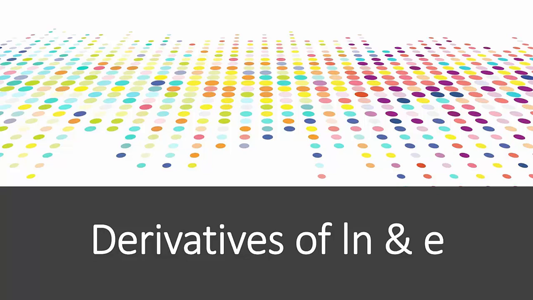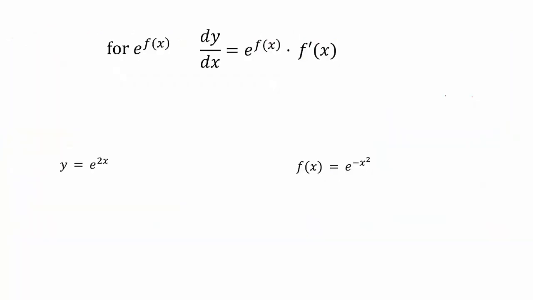Okay, in this video, we're going to learn two new derivative rules, the derivatives of natural log and of e. So let's look at e first. If we have e to some expression up here that has a variable in it, that's all this f of x represents, e to something with a variable in it, and we want to take the derivative, we get e to the power of f of x, notice these are the same, times the derivative of f of x, which is the derivative of the power.